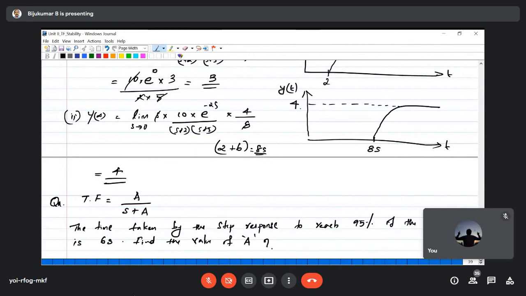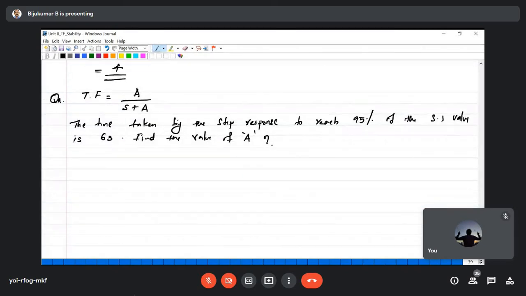How will you find it? Given a transfer function a divided by s plus a, we don't know what a is; it is a real number. The given information is that for this system, to reach 95% of the steady state value takes 6 seconds. That is the hint.